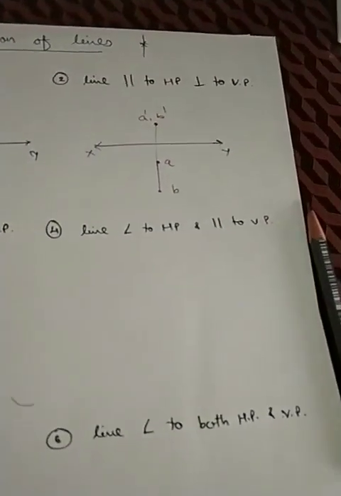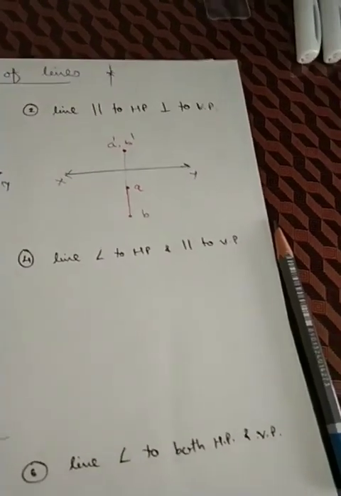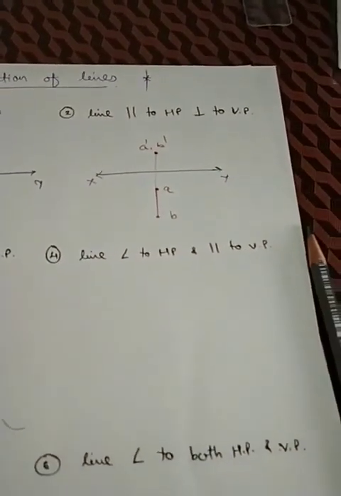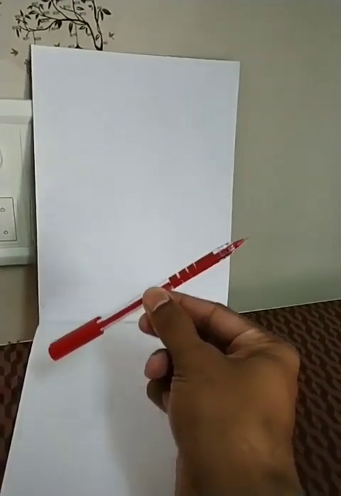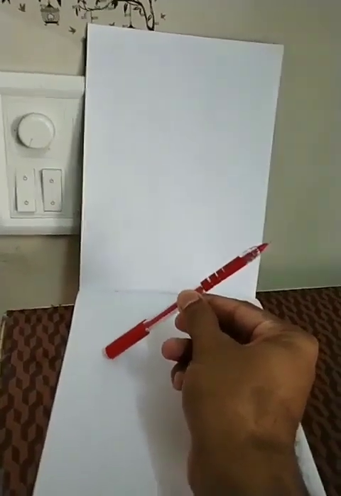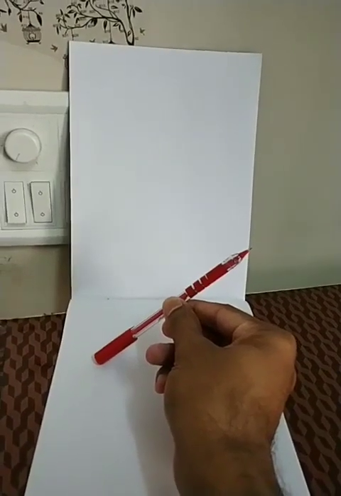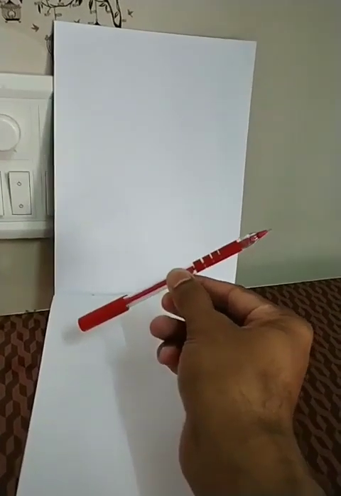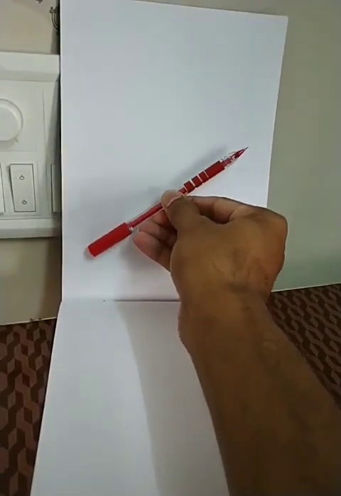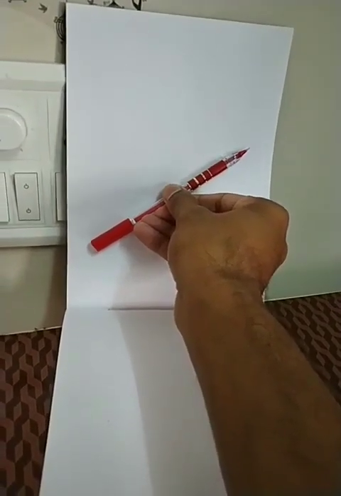Now the fourth case will be line inclined to HP and parallel to VP. Sorry, I misspoke earlier. So this case will be seen like this. This is the line which is inclined to HP, say for example, inclined to HP by 30 degrees. So the front view will be seen like this, an inclined line in the vertical plane.